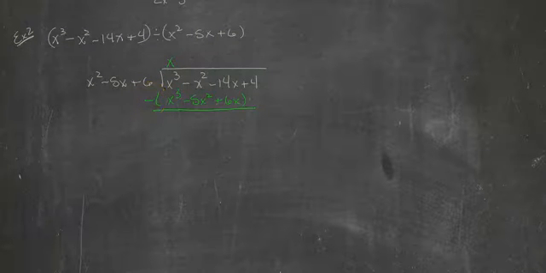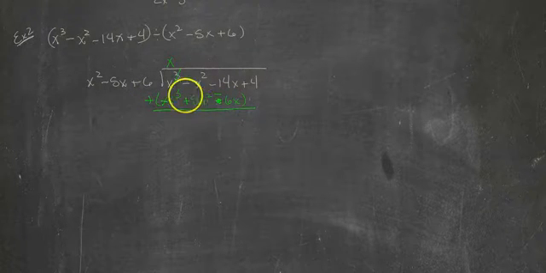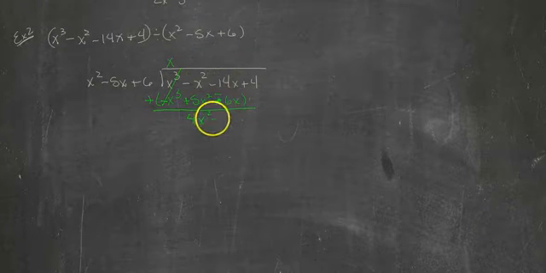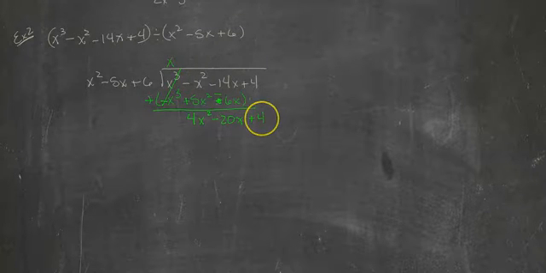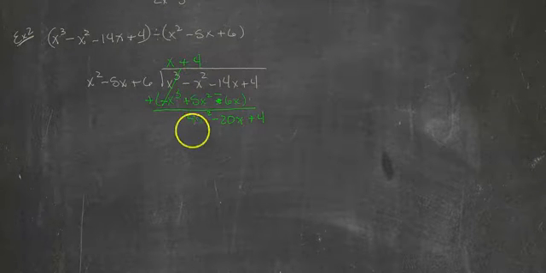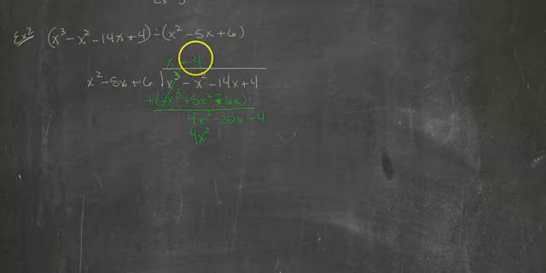Okay, so this is all subtraction, which means change the signs inside and make it an addition problem. First term cancels. Negative x squared plus 5x squared is 4x squared. Minus 14 minus 6 is a negative 20x, and I'm going to bring down my 4. Okay, I'm back to the leading terms. x squared times 4 equals 4x squared. 4 times negative 5x is negative 20x.